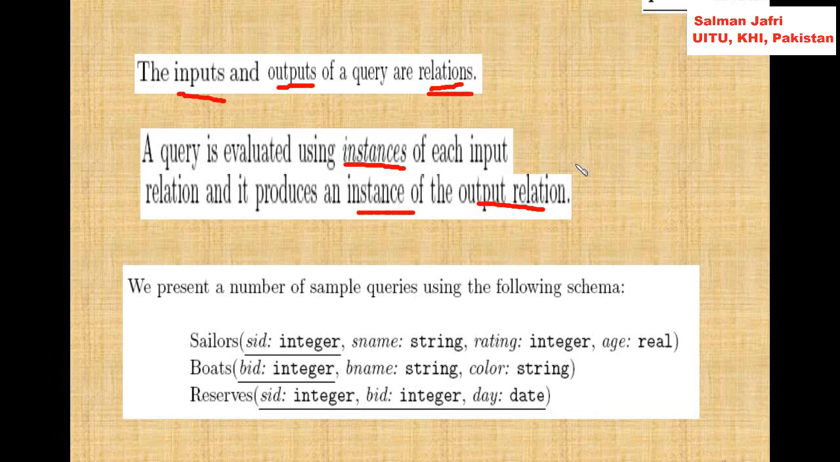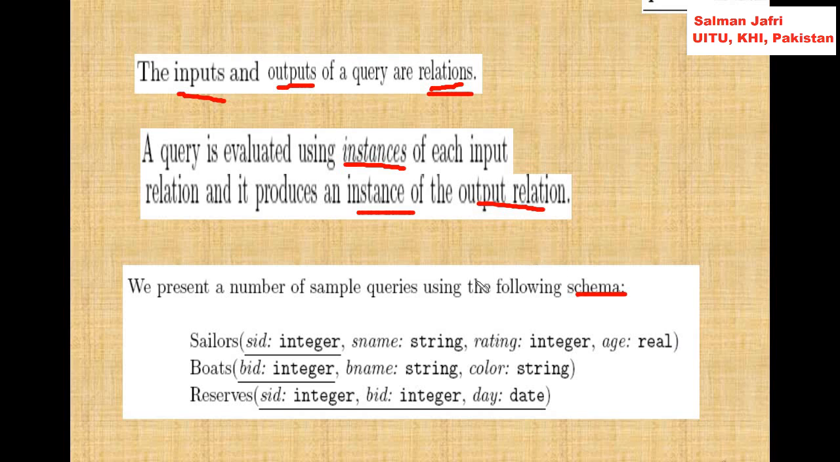We are going to have the discussion using these example schemas. We have a Sailor schema where SID is an integer, Sailor ID, Sailor name, rating, age. Then we have the boats with the boat ID, boat name and color, and there is the reserves, Sailor ID, boat ID and day. Reserves tells us which sailor has reserved which boat on which particular day. So this is basically how we are going to be operating.